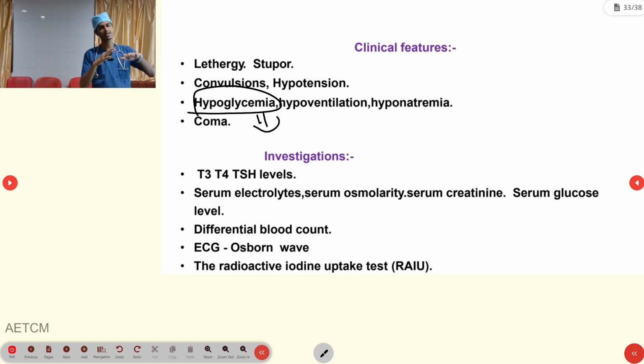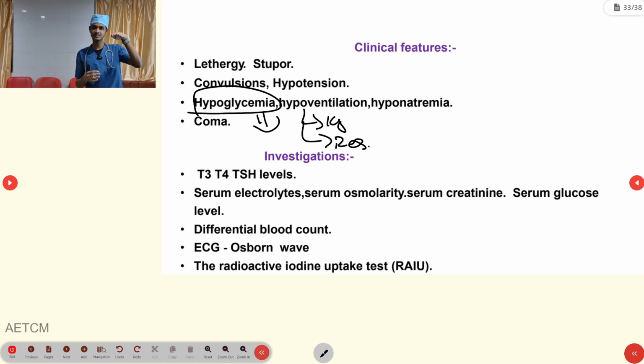Hypoventilation is also because of shallow respiration. So here are the two consequences we told. The first is hypoxia, and the second is respiratory acidosis, or hypercarbia. And then hyponatremia, which is also because of fluid retention.